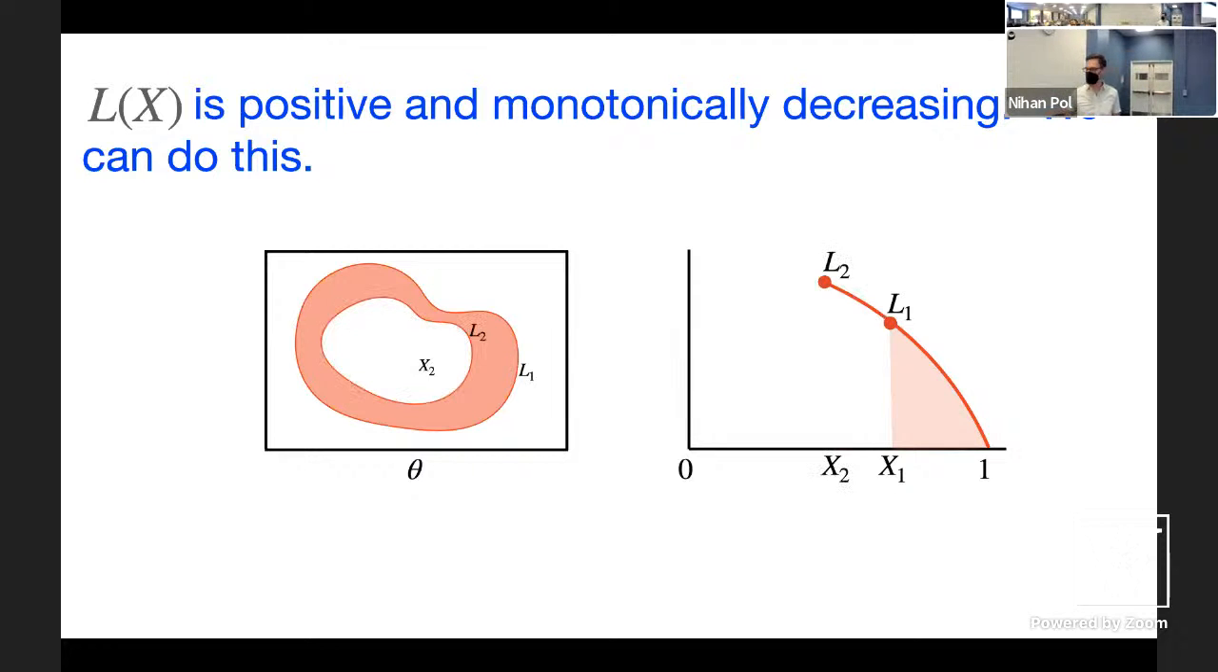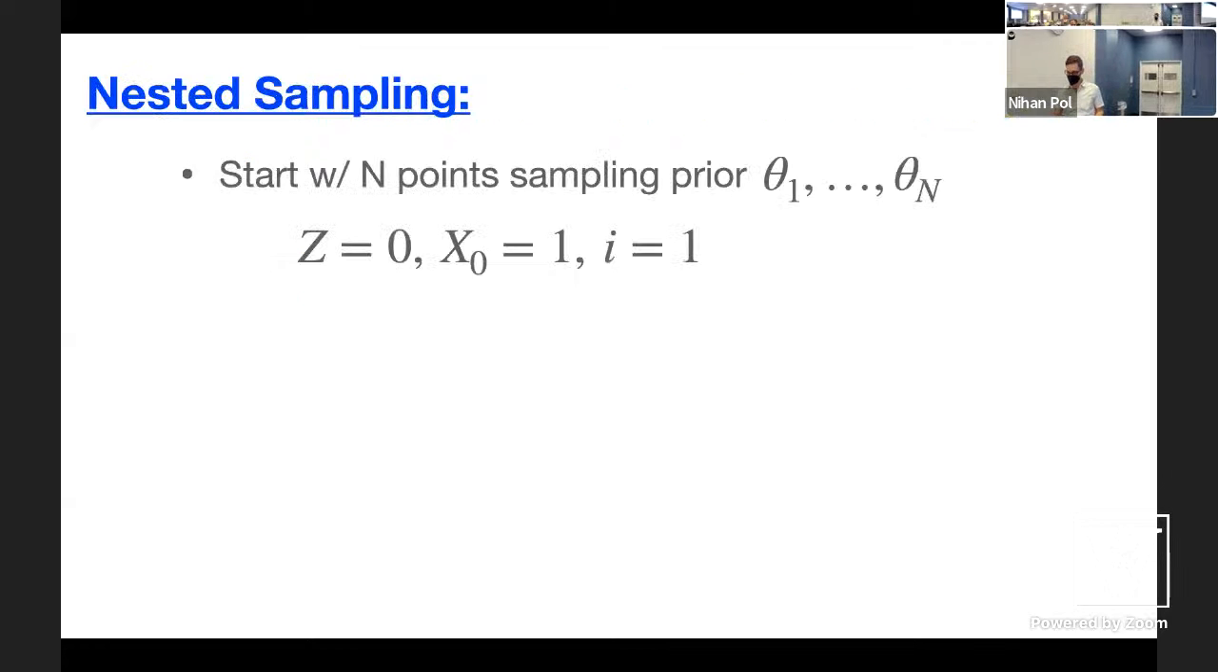And now I can take another step, and another step, and another step, and eventually shrink my way down to a place where I've got the maximum value of the likelihood, and I'm enclosing 0% of the prior. And then this is the function that we integrate. And the area under this curve is the evidence. Great. So how does this algorithm then actually work in practice?